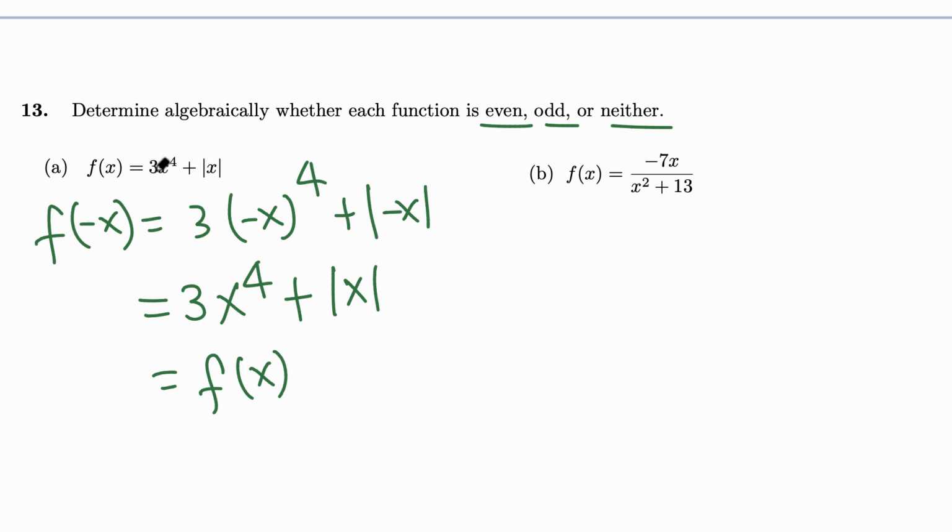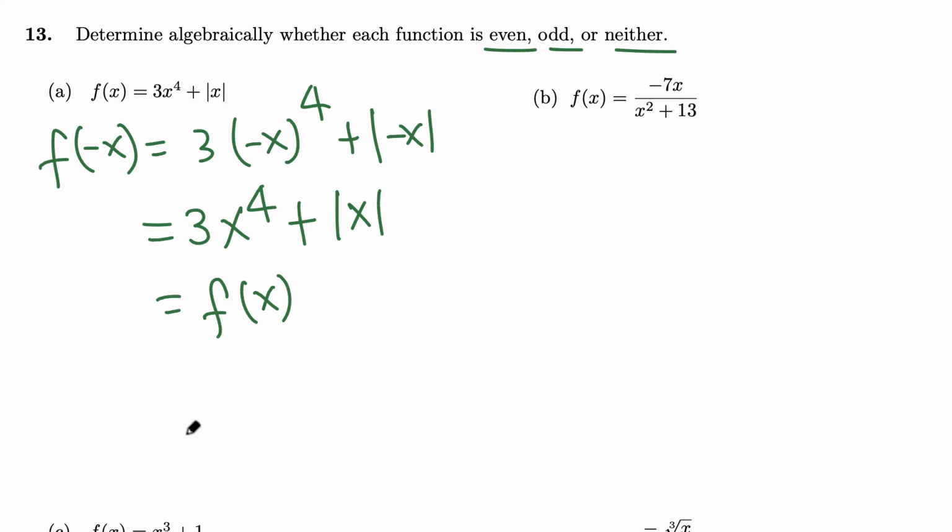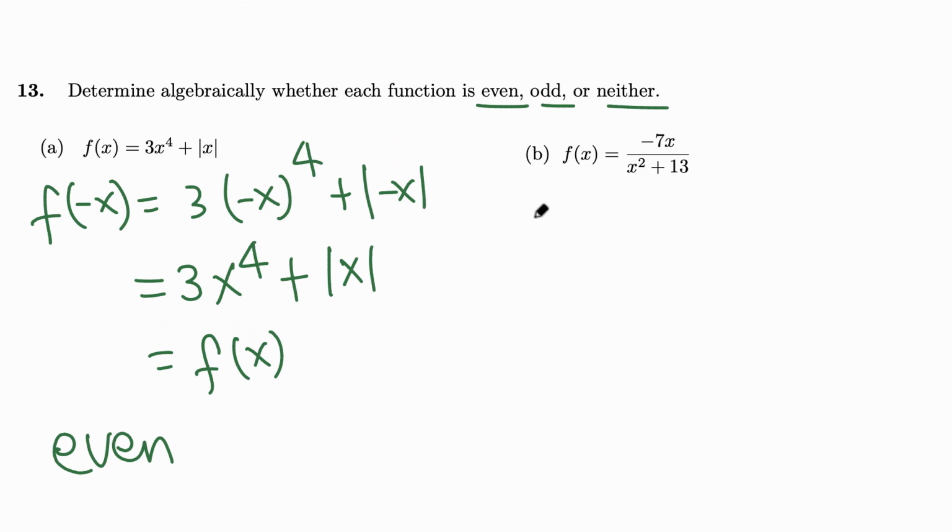Replacing negative x for x does not change the function. We get the function back. That means the graph is symmetric with respect to y-axis. This means it's an even function. Replacing x by negative x changes nothing. We get the function back, means even function. Part B, let's do the same thing. Replace x by negative x.